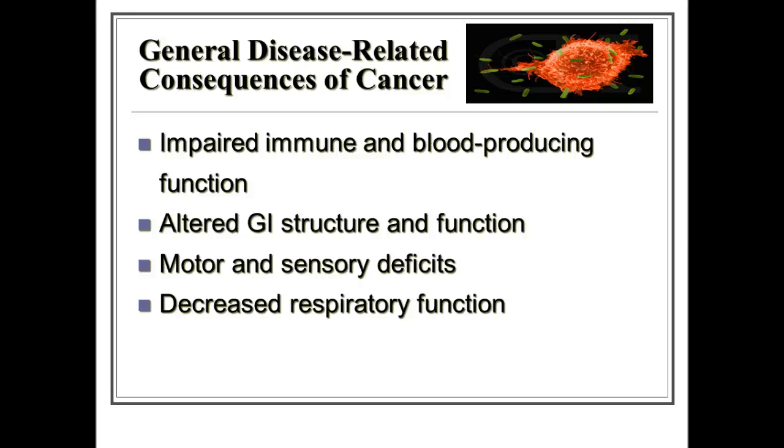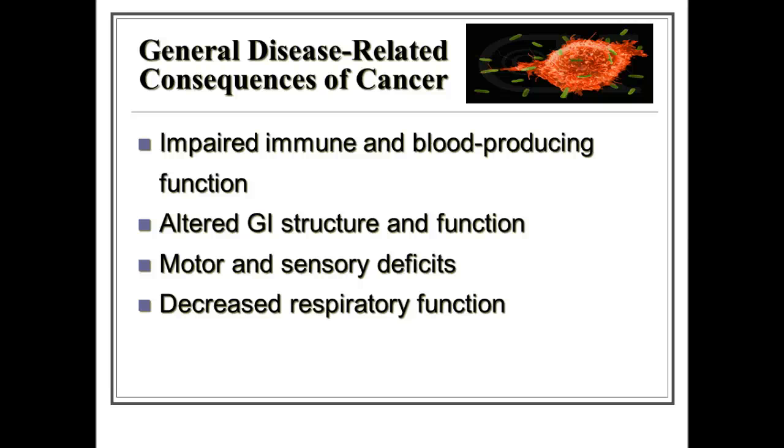Also, to expand on altered GI structure and function, cancer can alter GI function and impair nutrition. Abdominal tumors may obstruct or compress structures anywhere in the GI tract. A lot of times, people who have cancer have anorexia that often interferes with their ability to meet energy needs.